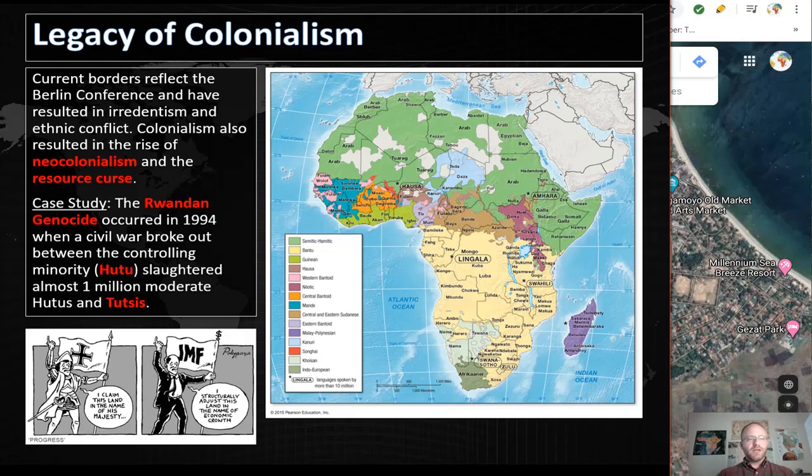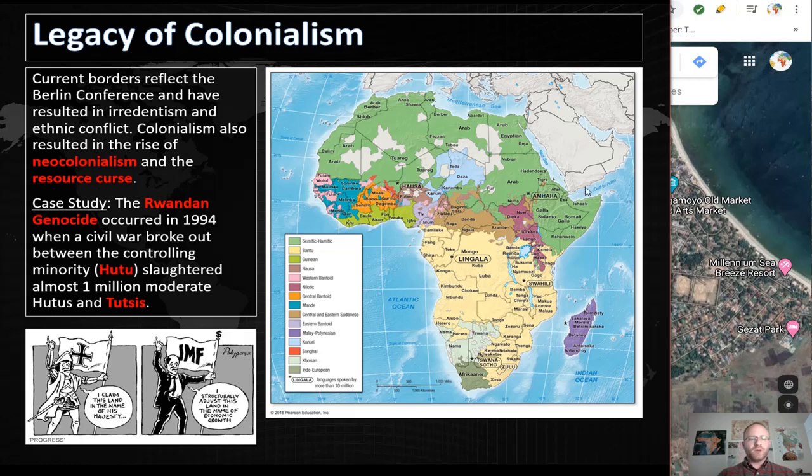Now, a particularly important case study is the Rwandan genocide. The Rwandan genocide occurred in 1994 when a civil war broke out, and the controlling minority, the Hutu, slaughtered almost 1 million moderate Hutus and Tutsis. Borders in Rwanda were created based on physical boundaries, not cultural boundaries. This ended up leading to the disenfranchisement of the majority of the population at the hands of the ruling minority.